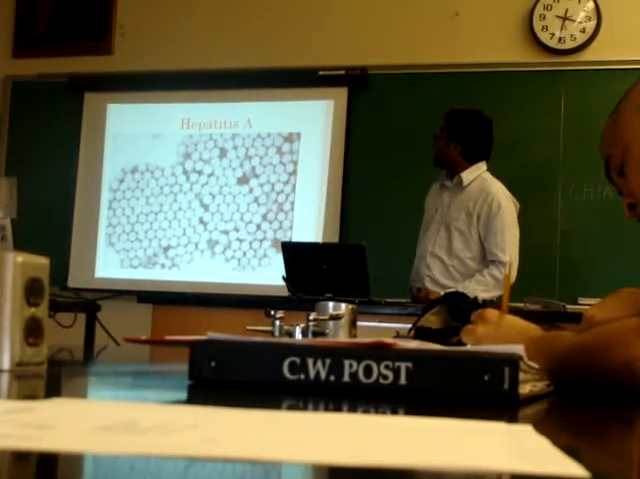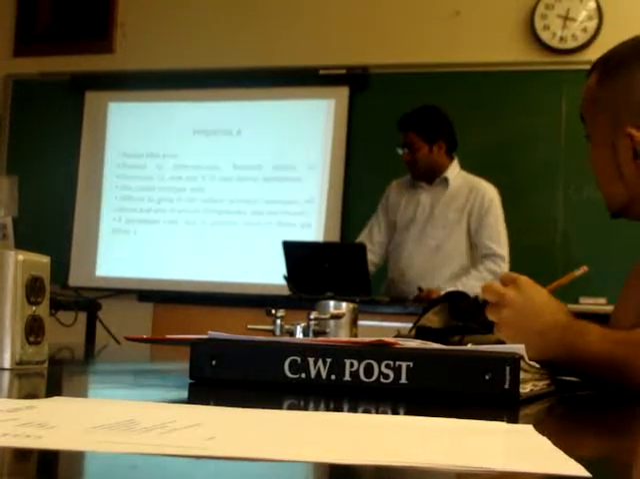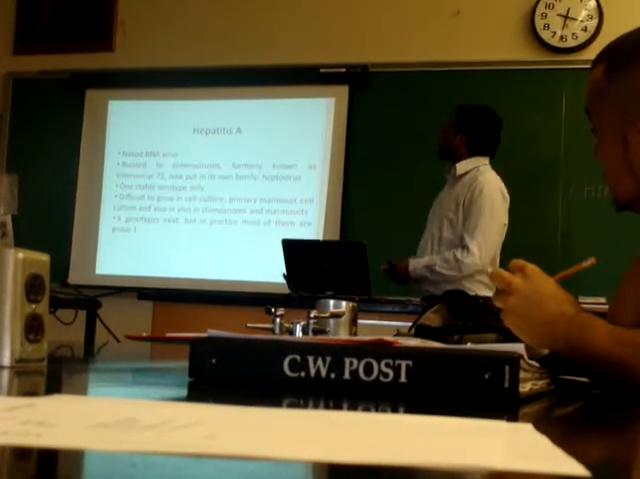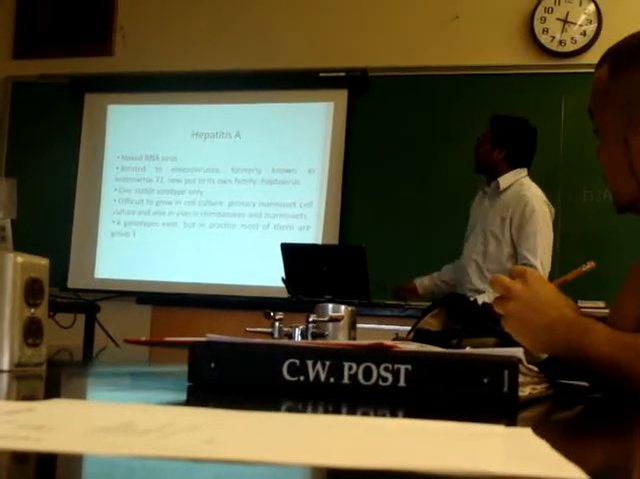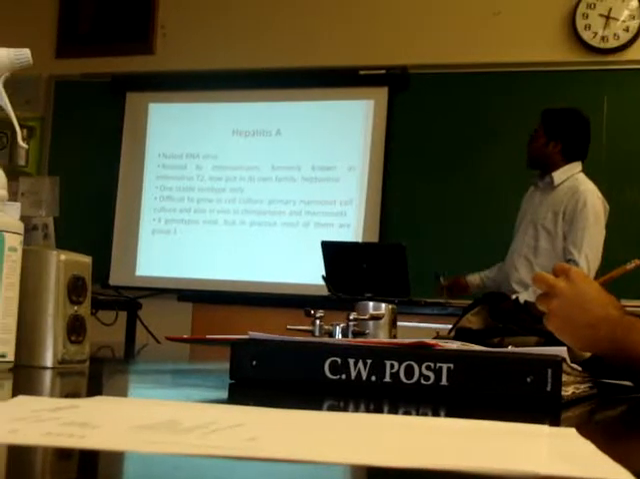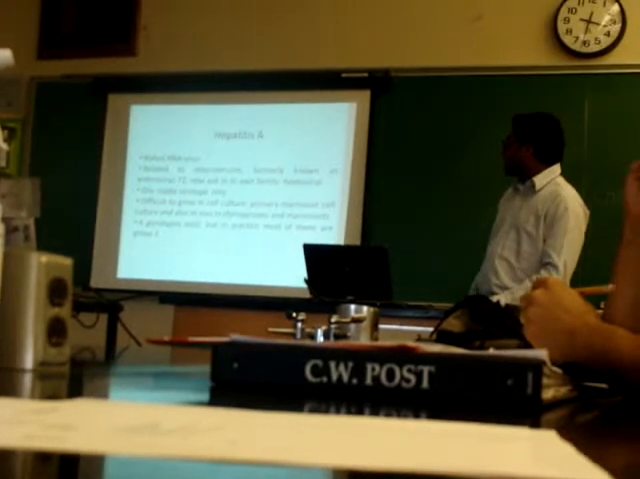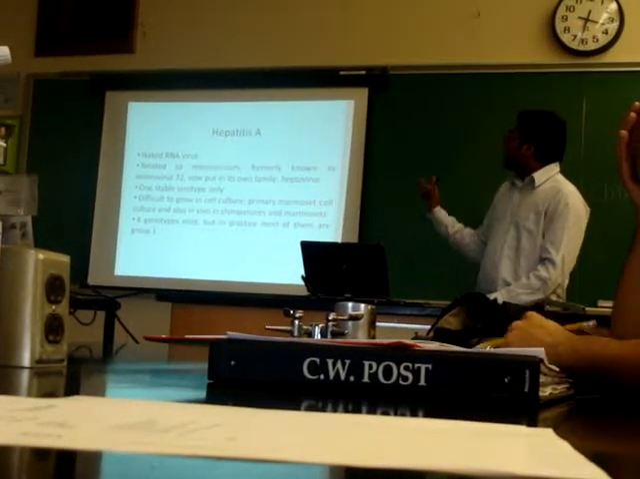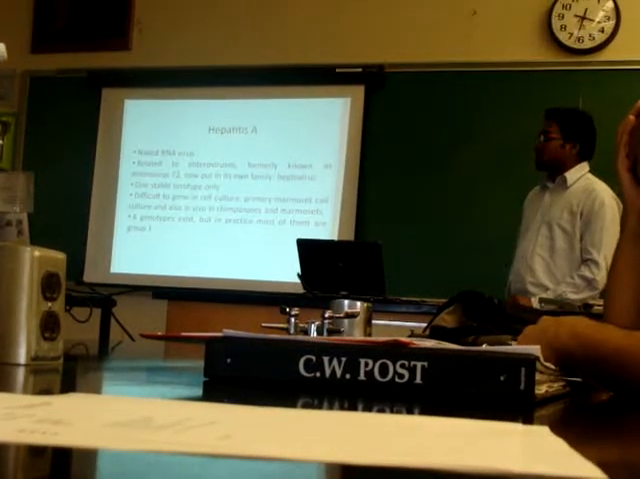This is hepatitis A, what it looks like. Hepatitis A is a naked RNA virus related to the enterovirus family. It is commonly known as enterovirus 72. It has one stable serotype, and generally it is difficult to grow in cell culture medium. Hepatitis A has 4 genotypes generally, but in practice most of them are genotype 1.